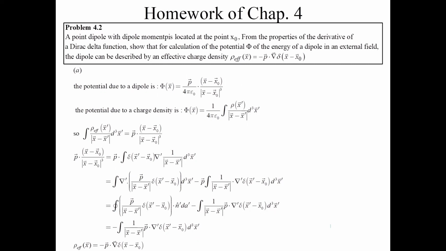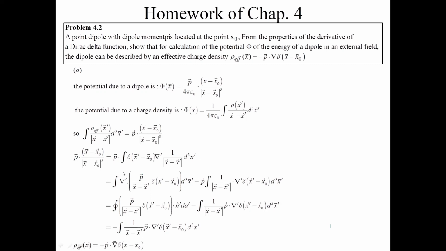To prove that the dipole can be described by the effective charge density, we just compare these two. We need to make sure the integration of the charge density equals p dot this term. To calculate this, we just expand this p, and first integrate the delta function to get the integral form, and second we substitute this term by the gradient of 1 over the absolute value of s minus s prime, which we have done several times. You can check the lecture notes of chapter 1.